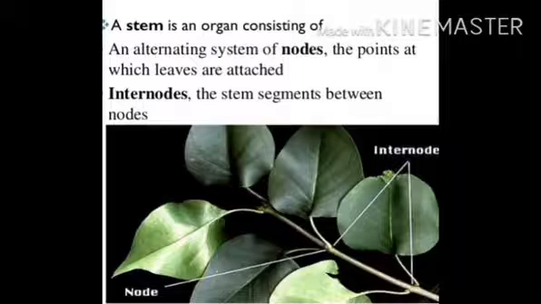A stem is an organ consisting of an alternating system of nodes, the points at which the leaves are attached, and internodes, the stem segments between the nodes. Nodes are the places where sub-branches containing leaves may grow. An internode is basically a portion between two nodes.